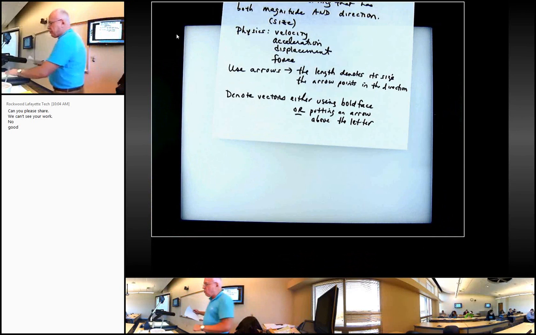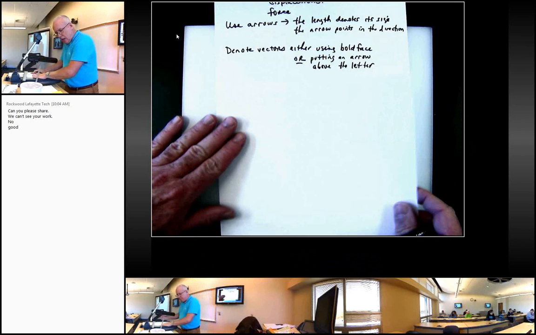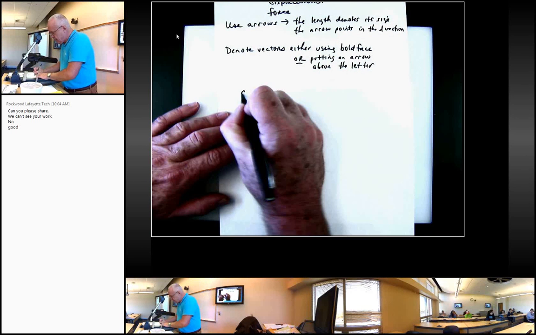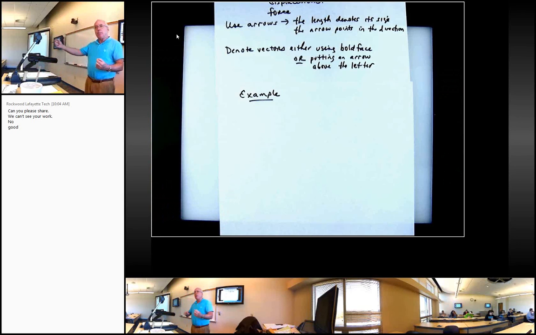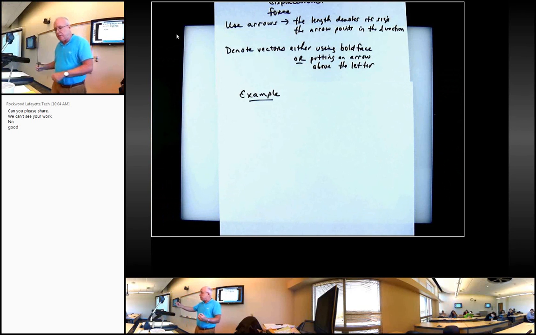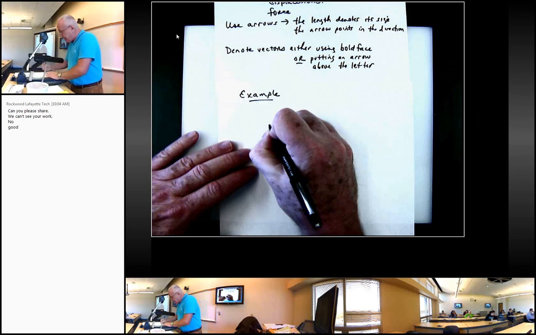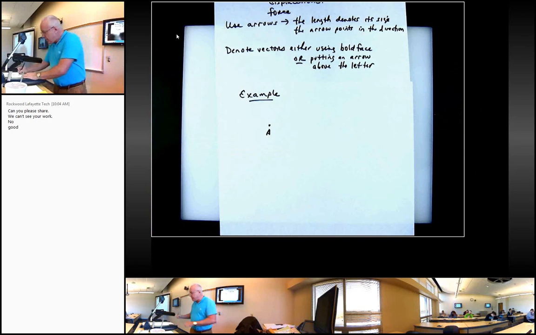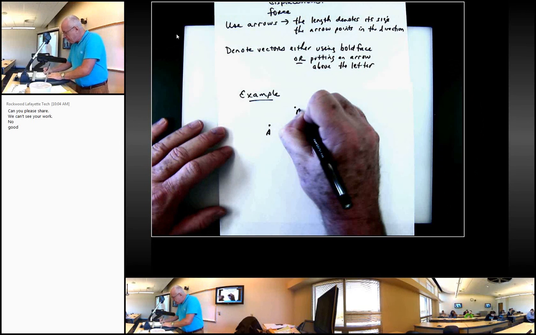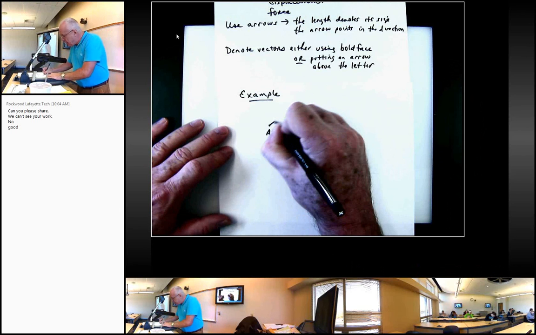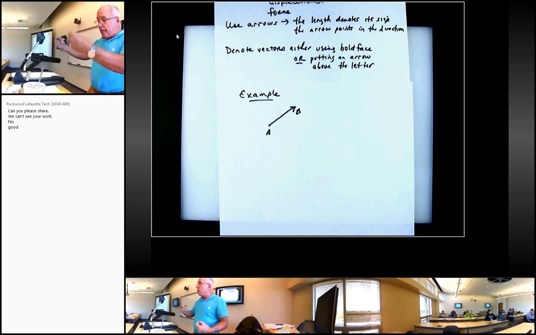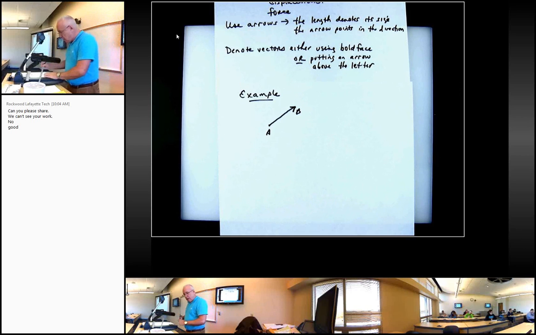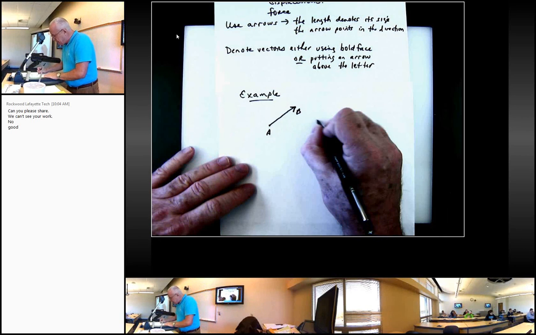So let's just say we have a particle that moves from point A to point B. That'll give us a displacement vector. So here we have point A in three-dimensional space. Here we have point B. The particle's moving from A to B. So the length of that shows its magnitude. The arrow shows that it's going from A to B, all right? So this would be considered a displacement vector.